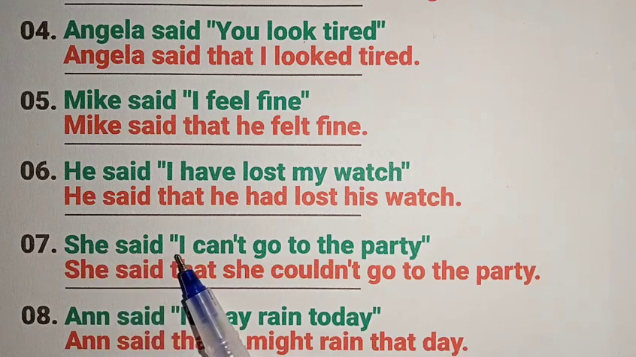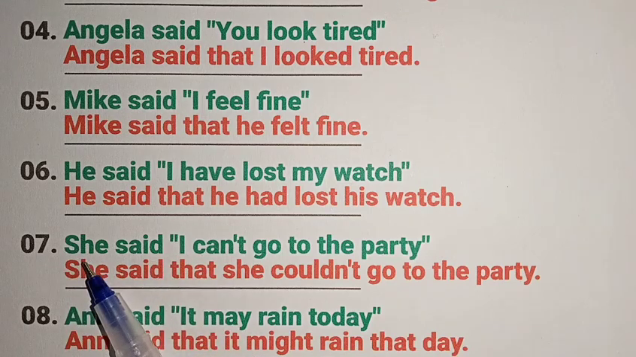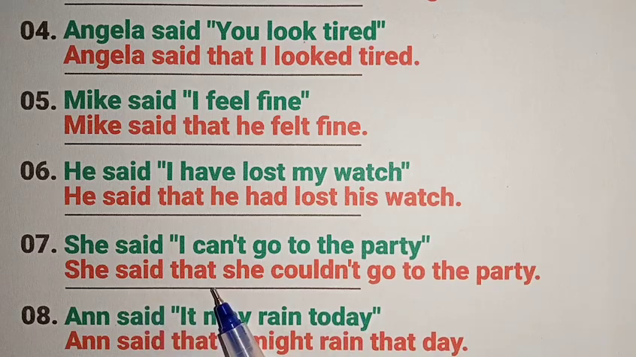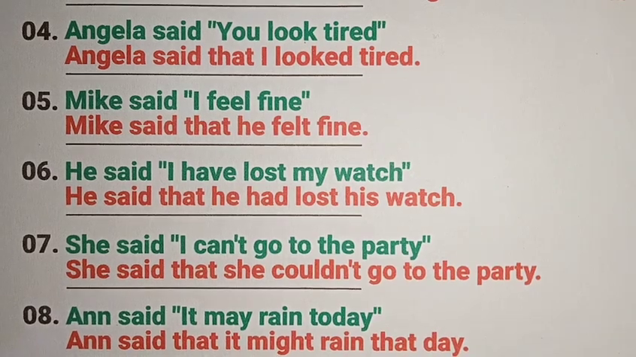Then she talks about herself. So I refers to she. The pronoun I refers to she. Then we report the sentence. She said that she couldn't, I can't, she couldn't. Because we report something about herself, about this person, about her. She said that she couldn't go to the party. Right? Okay. Let's move to the next example.